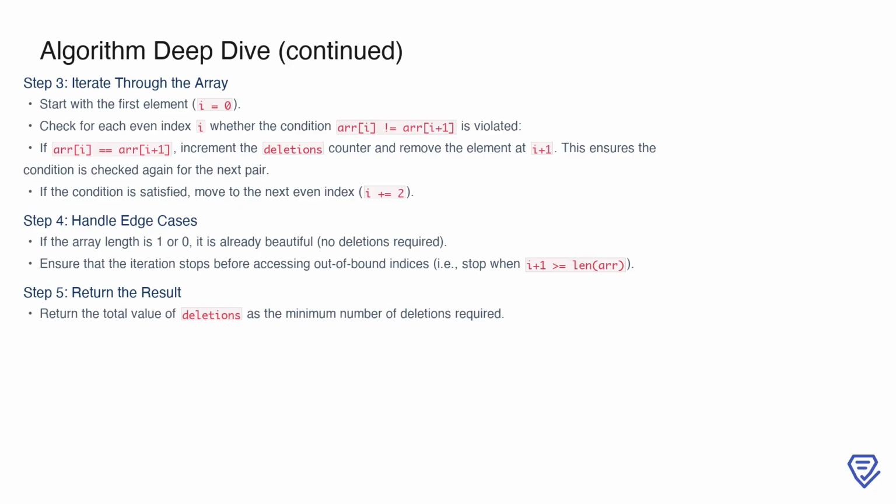If it is, meaning arr[i] equals arr[i + 1], we increment the deletions counter and logically remove the element at the odd index i + 1. This ensures the condition can be checked again for the next pair of elements. However, if the condition is satisfied, we simply move the pointer to the next even index by incrementing i by 2. For edge cases, such as when the array has a length of 1 or 0, no deletions are necessary since the array is already beautiful by default. Additionally, we make sure to stop the iteration before accessing any out-of-bound indices by checking that i + 1 is within the length of the array. Finally, once all necessary deletions are performed, the total value of the deletions counter is returned as the result.